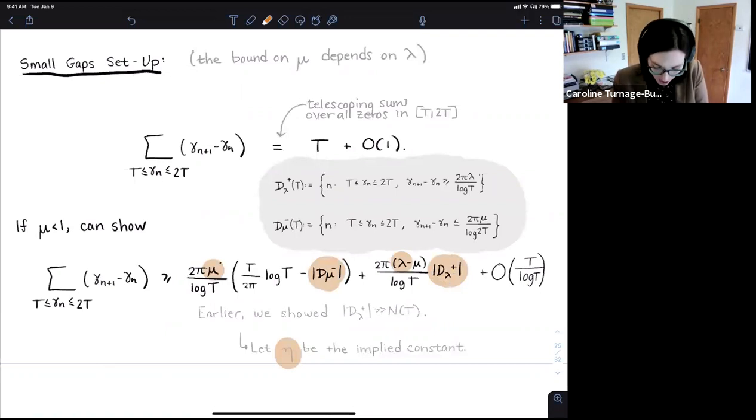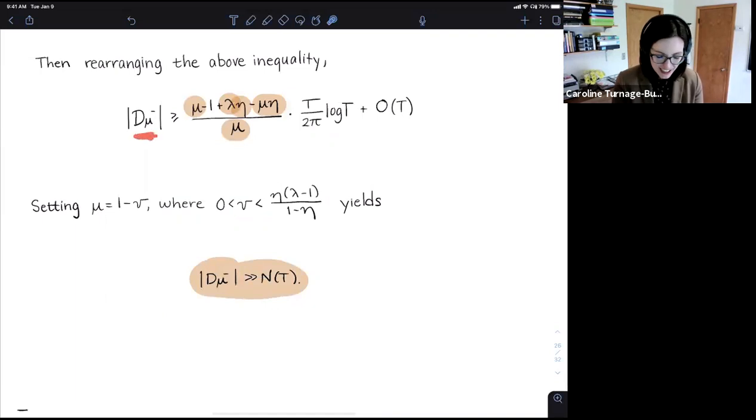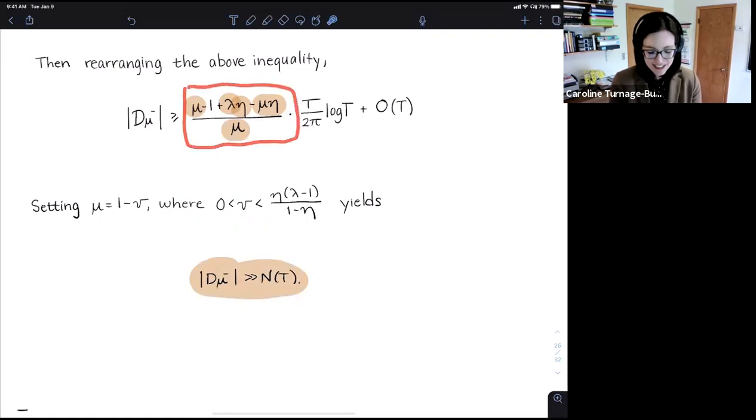All right, so all of these things together tell me how well I can do on the size of the small gap pairs of zeros. And in this way, this is how you get what you want. I know this is a ton of information, but the idea is that the inequality is interesting and your proportionality constant depends on all of these different parameters.